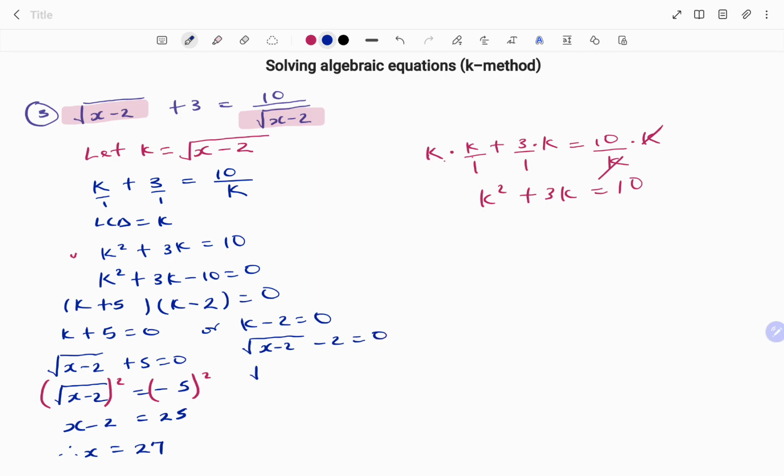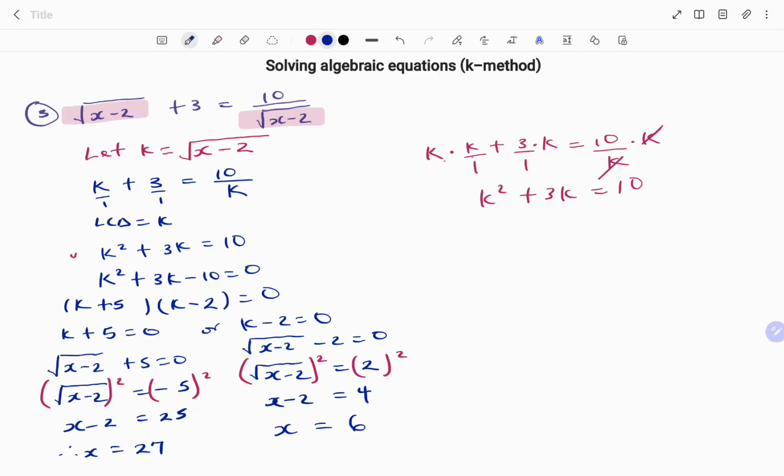On the other side, changing my k to root of x minus 2, minus 2 equals 0. I need to get rid of my root sign, so I move my constant minus 2 to the other side, it becomes a positive 2. And to get rid of the root sign, I'm going to square both sides. Whatever you do on the left, you do on your right. This becomes x minus 2 equals 4. Therefore, moving my minus 2 to the other side, x equals 4 plus 2, which is 6.